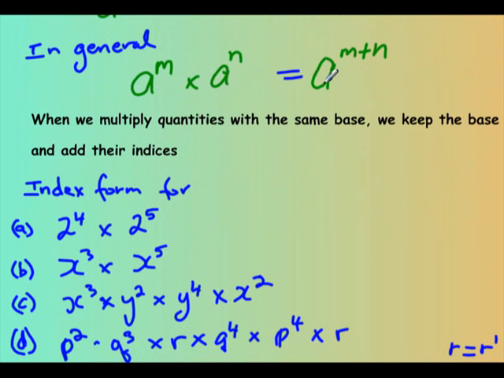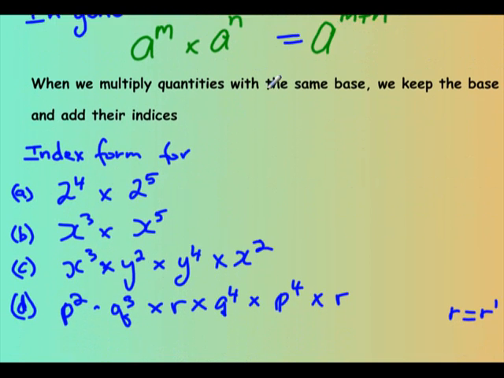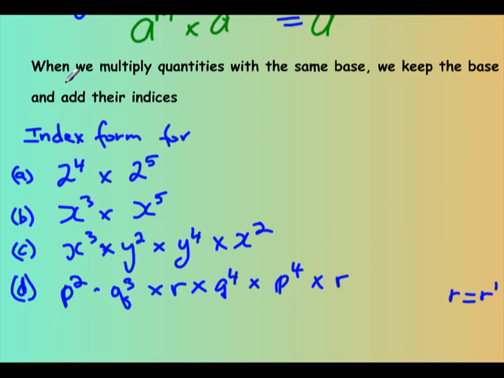They have the same base that we keep. Okay, so bear that in mind. What you want to take note of is this. You can write it down if you desire. When we multiply quantities with the same base, we keep the base and add their indices.